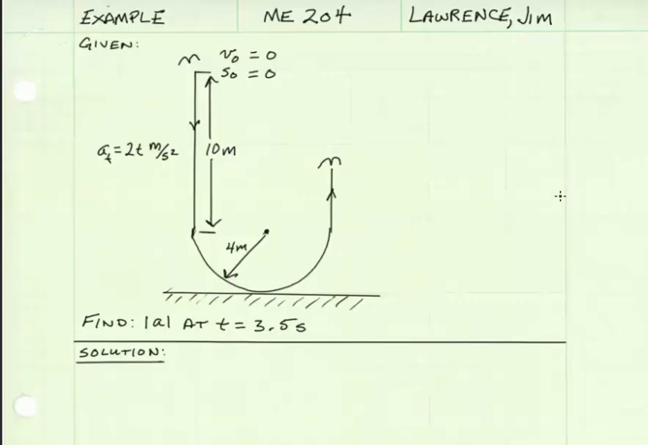In this example, we have a bird that's diving at the ground. Its initial velocity is 0 meters per second, and it starts at a position of 0. After 10 meters, it follows a curved path that has a radius of 4 meters. We want to know what the acceleration is at 3.5 seconds. We also know that the tangential acceleration of the bird is 2t meters per second squared.